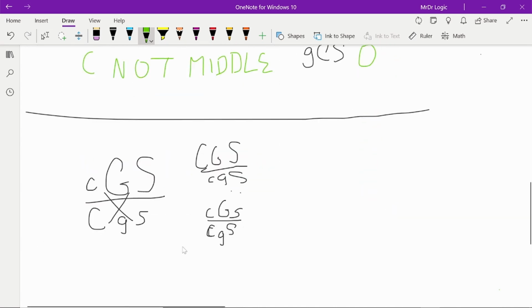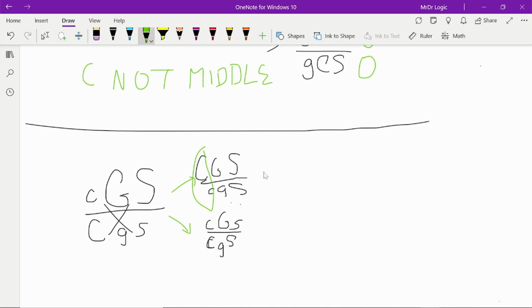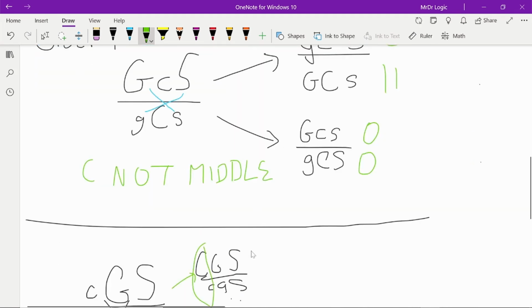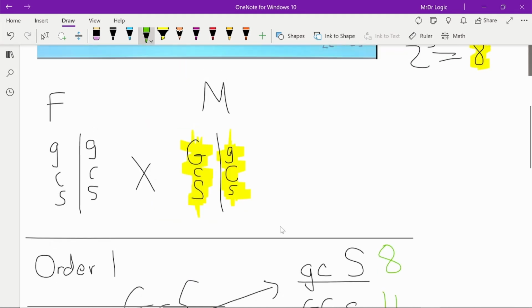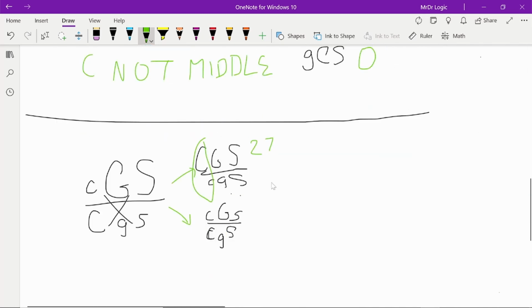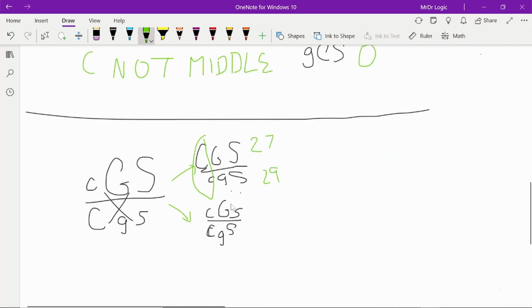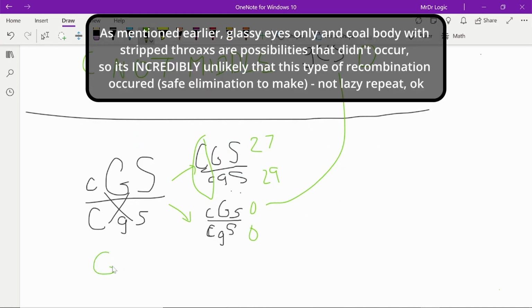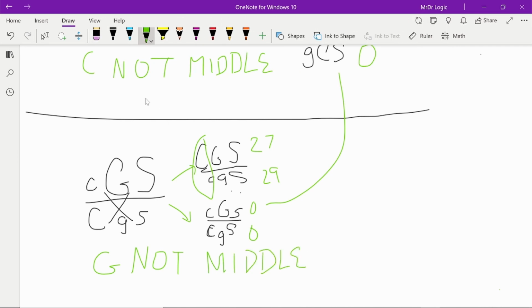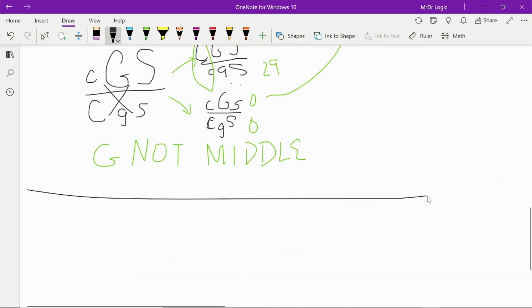So basically, I did this off camera, but basically you can see me do the same thing here, that the C's have been switched. And we literally get the wild type, which is 27. And then the other one, which is GC, that's 29. And then again, we get CGS, which is the same combination as this, 0 and 0. So G, not middle as well. So through process of elimination, S has to be our middle.